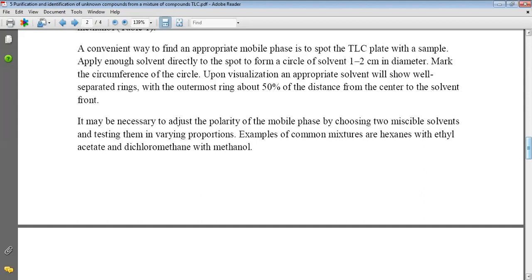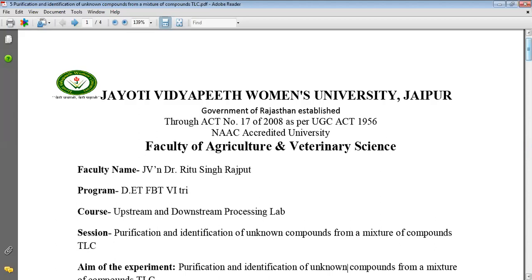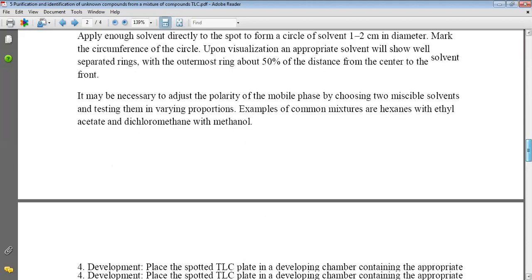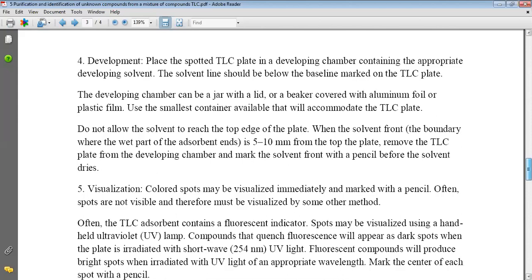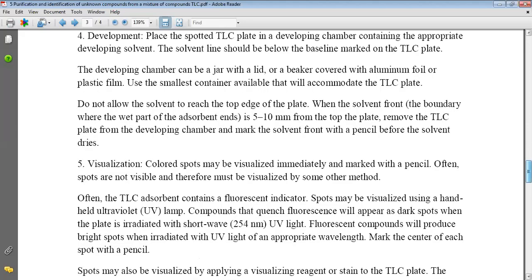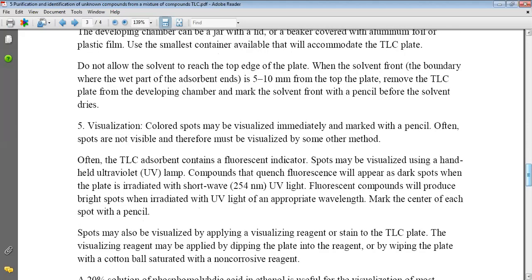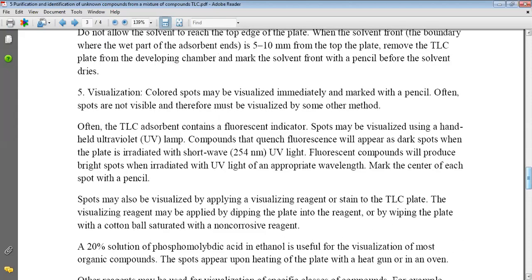For example, hexane with ethyl acetate, and dichloromethane with methanol for development. Then we have to ensure that the baseline mark on the TLC plate is above the solvent level, and the solvent line is 5 to 10 mm from the top of the plate. The chamber should be marked with a pencil. Then for visualization, colored spots are visualized and immediately marked with a pencil.